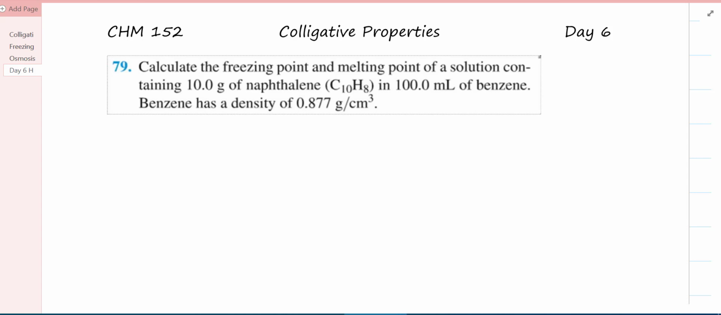So, example problem number 79. Calculate the freezing point and melting point. We're just going to do the freezing point. So calculate the freezing point of a solution containing 10 grams of naphthalene, which is C10H8, in 100 milliliters of benzene, and it gives you the density of benzene, which is 0.877 grams per cubic centimeter, or grams per milliliter. All right, benzene is C6H6, we don't really need to know that for this problem. All right, so calculate the freezing point.